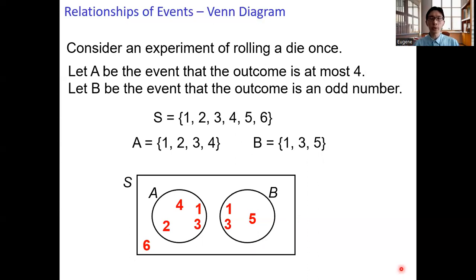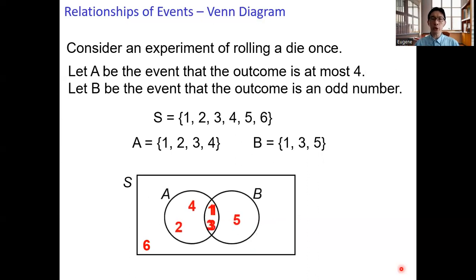Again, we have duplication. Combine them to reduce such duplications. Okay, so only the number 1 and number 3 appear in both circle A and circle B. So circle B is not entirely within circle A. The two circles overlap with each other. Okay, so this is the complete Venn diagram for this example.